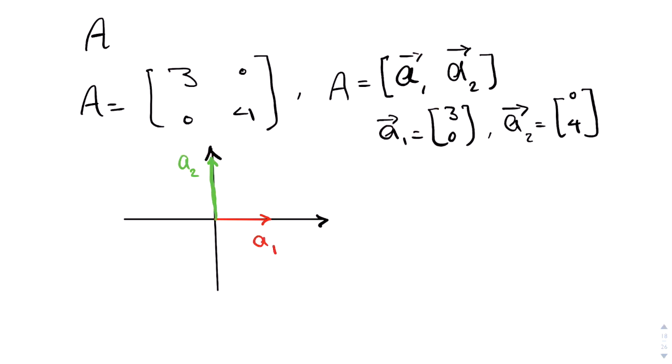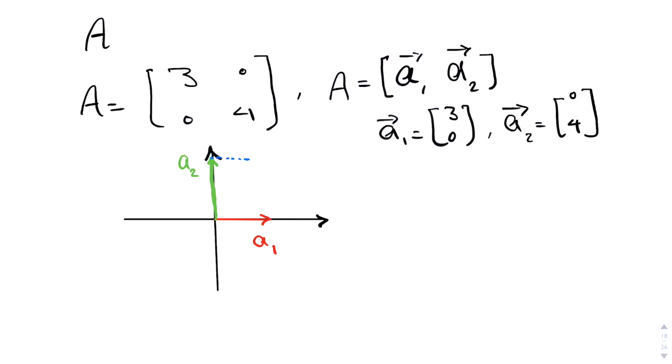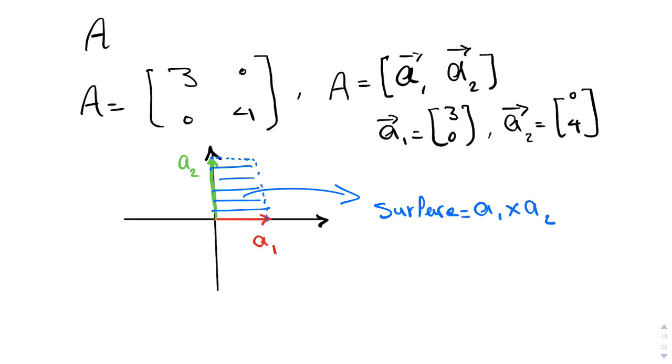In here this is a two-dimensional space, and the volume is basically a surface, because volume is for 3D, but we have a two-dimensional space, therefore the volume is converted to a surface. So what is the volume of these two vectors? The volume is simply this rectangle. So what is this surface? It is equal to A1 times A2. So this is the surface or the volume defined by these two vectors.